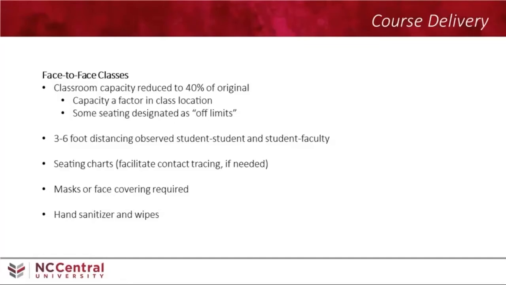And in each classroom, some seats will be designated as off limits. It will be clearly marked that you can't sit here or you can't get a seat on this row. We are determined that we are going to observe 3 to 6 foot social distancing between students and between students and faculty. And that's one of the rationales for having those off-limits seats in the classroom.